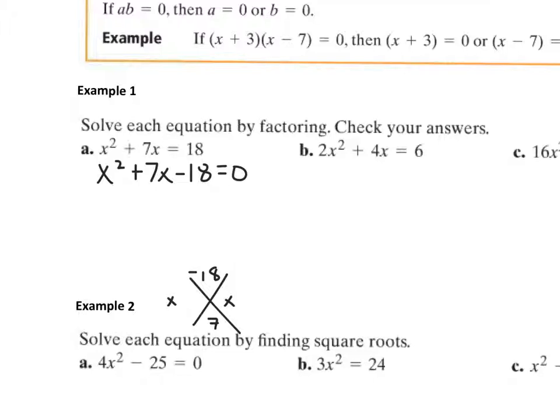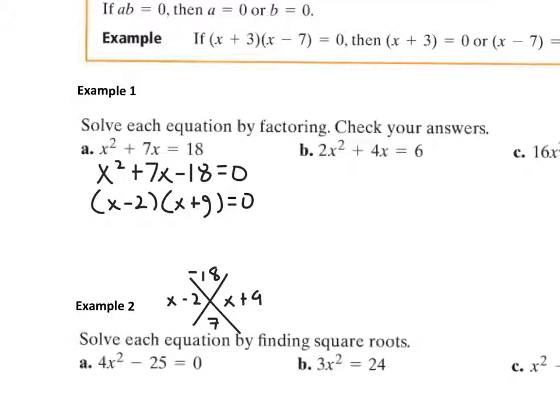So I have to find factors, two numbers that multiply to be negative 18 and add to be a positive 7. In order to get a negative 18, one of them has to be positive and the other one has to be negative. So factors of 18 are 18 and 1, 3 and 6, and 2 and 9. So I'm going to use 2 and 9, and the 9 is going to be positive and the 2 is going to be negative. So now I factor this out into x minus 2, x plus 9 equals 0.